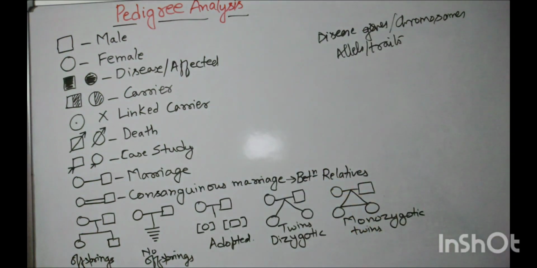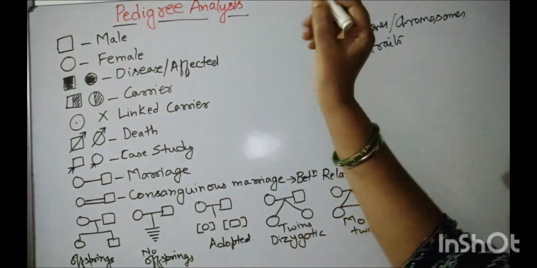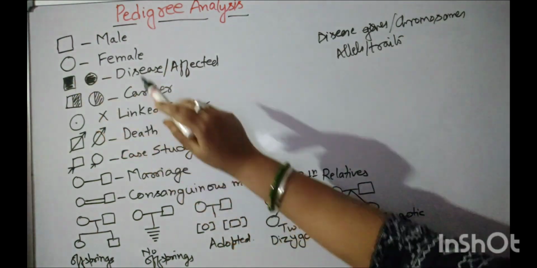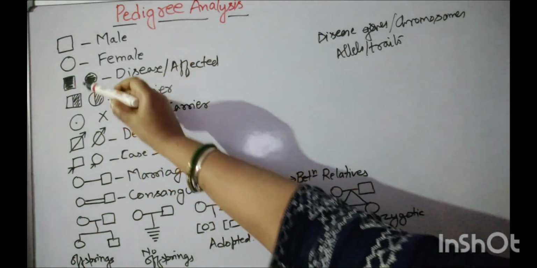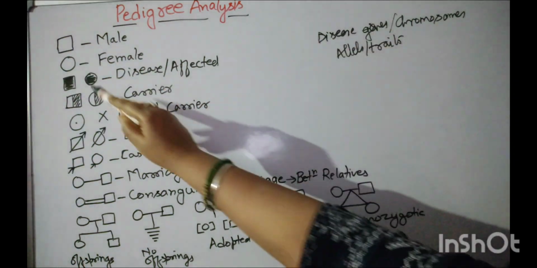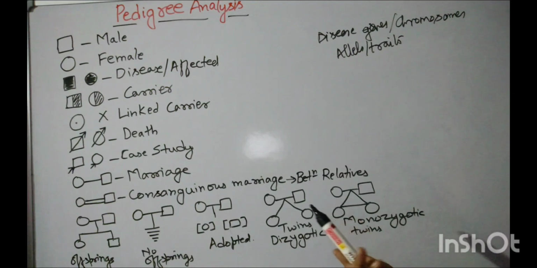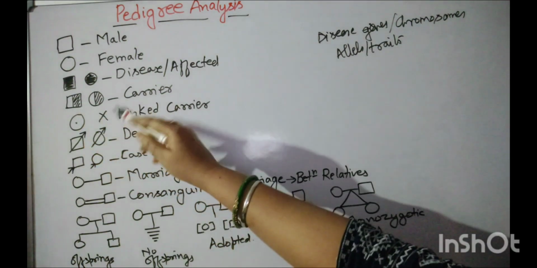For pedigree analysis, we make a square box and call it male, and a circle is female. The shaded square is a diseased or affected male, and the shaded circle is a diseased or affected female. Carriers are partially shaded.